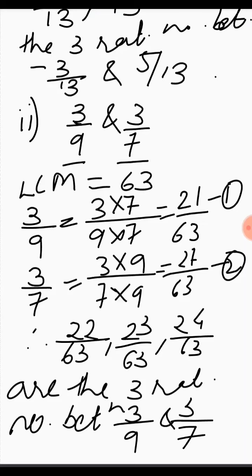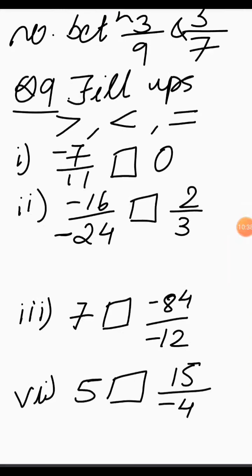Children, you see question number 8 also you can do in the same way. You have to insert any 5 rational numbers between minus 2 by 7 and 3 by minus 5. So make the denominator equal by finding its LCM. Now let's move to question number 9.